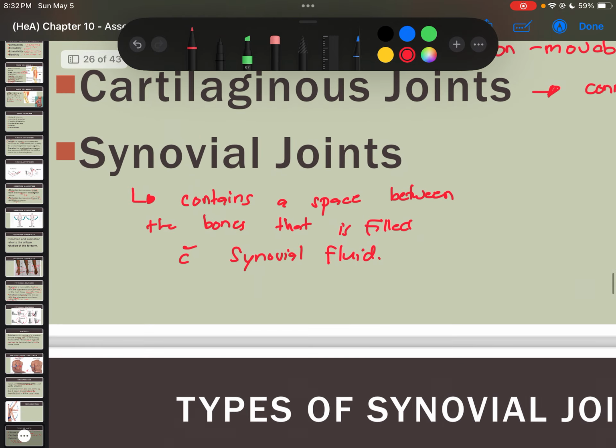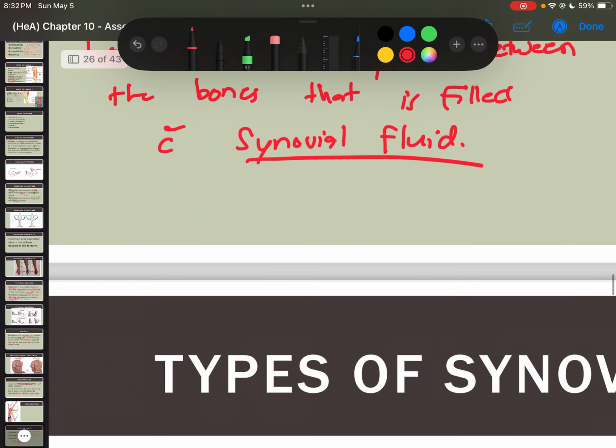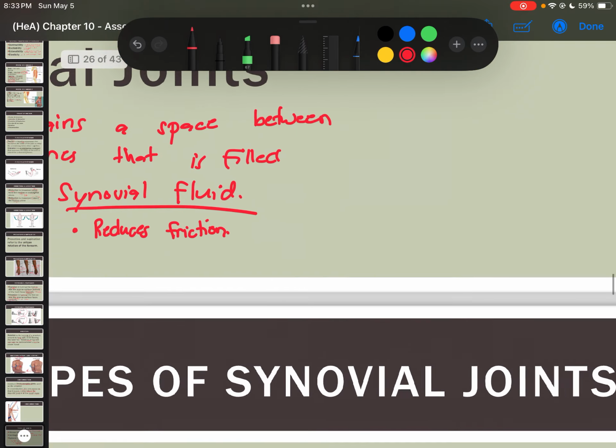Okay. Now, what is synovial fluid? Synovial fluid has one main function. It has other functions, but its primary main function is that it reduces friction. Okay?